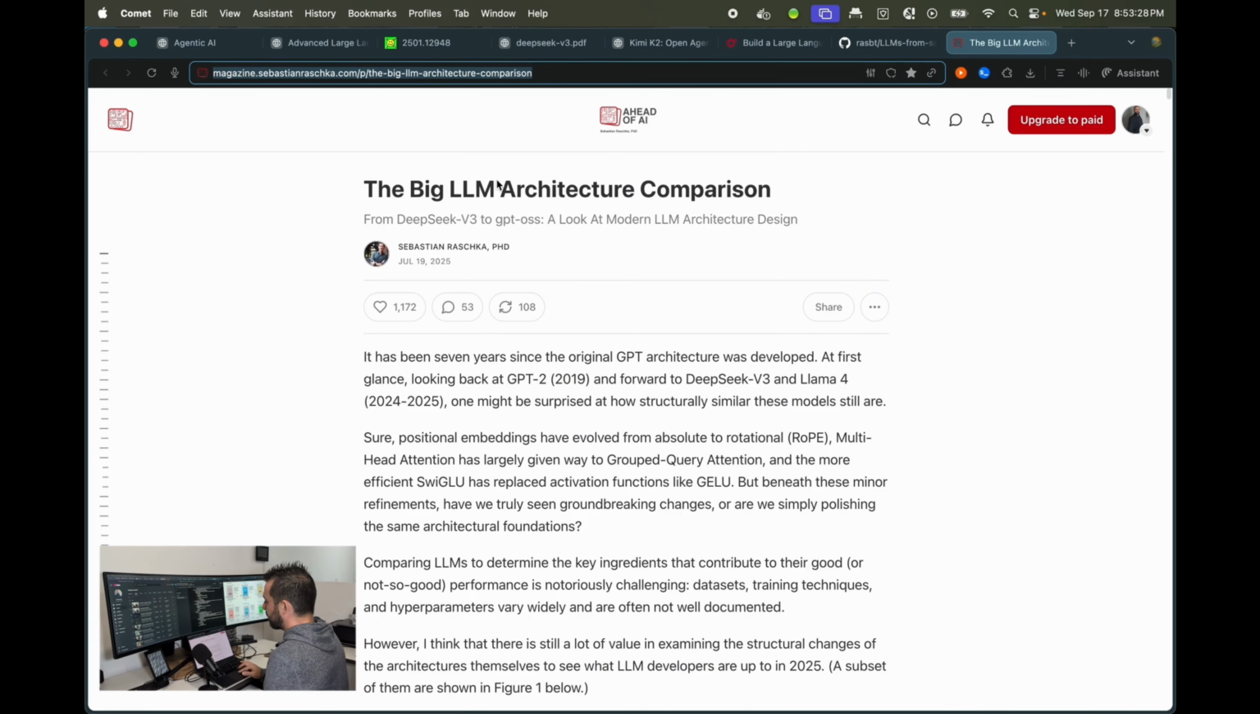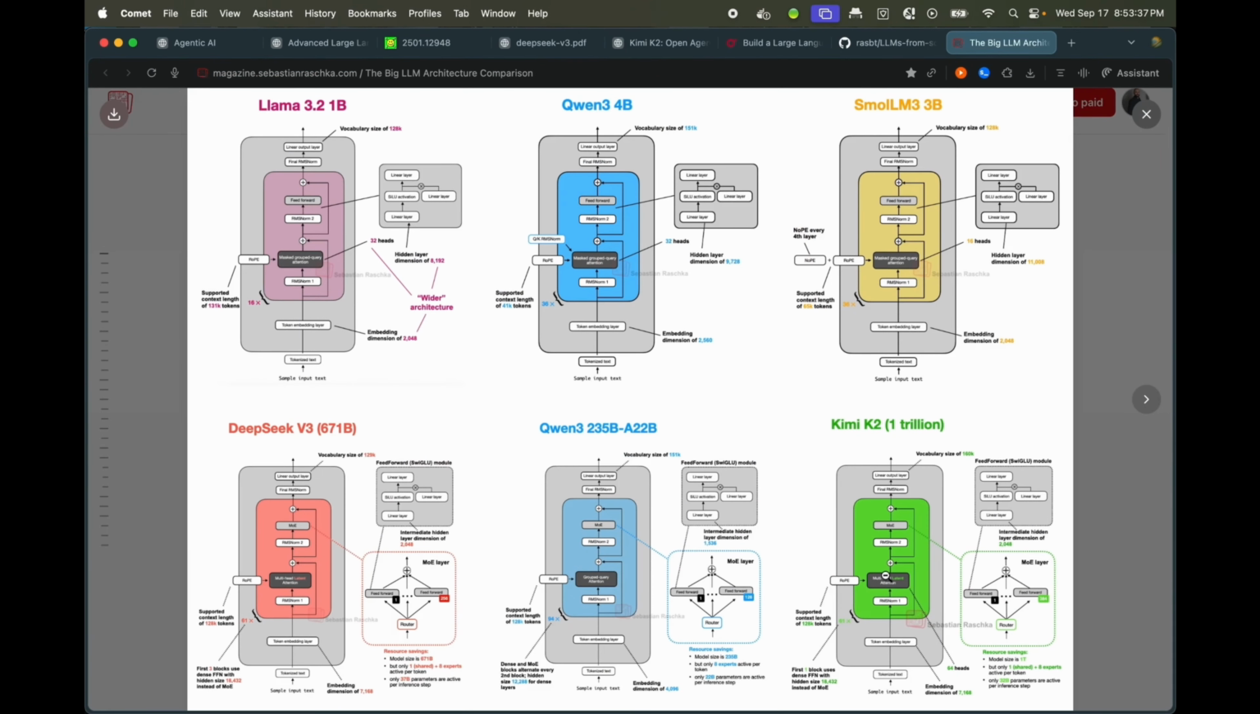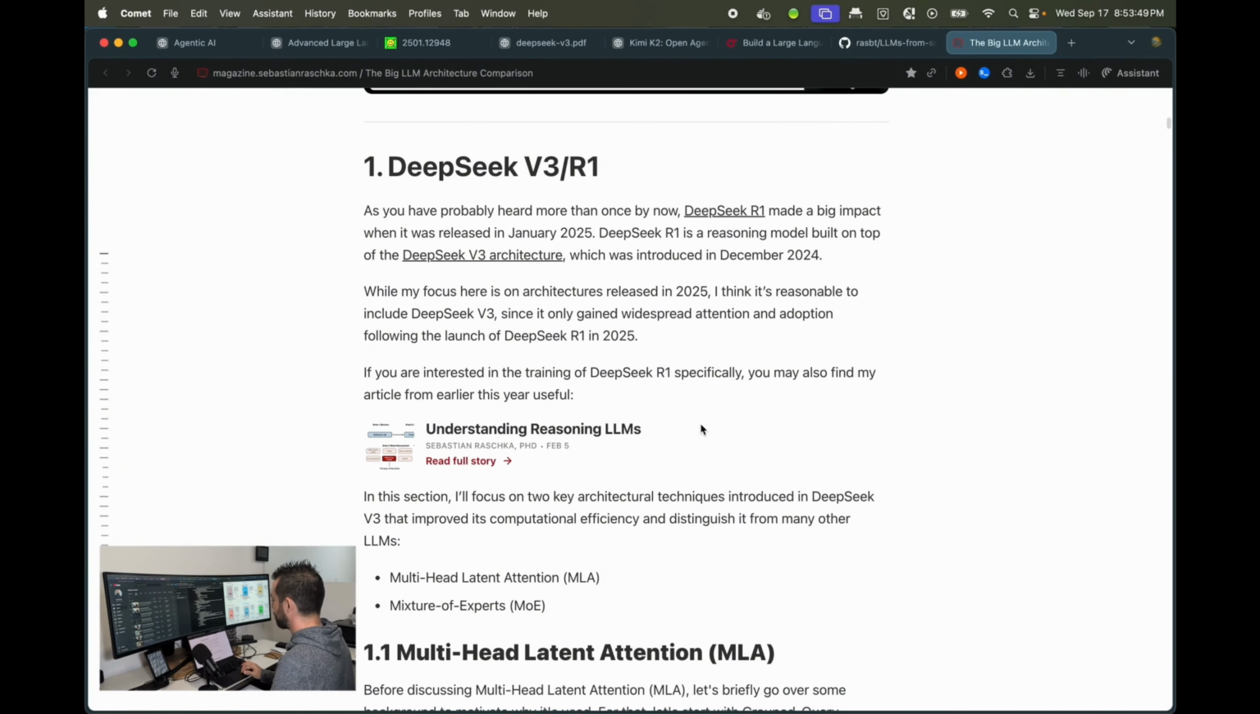It's called the Big LLM Architecture Comparison, and here he keeps updating it with new models as they come out. It has a visual comparison of the architectures of various models, including the ones that are just now being released. The first one is the first we saw in DeepSeek V3, and R1 uses the same architecture. R1 has reinforcement learning on the model.